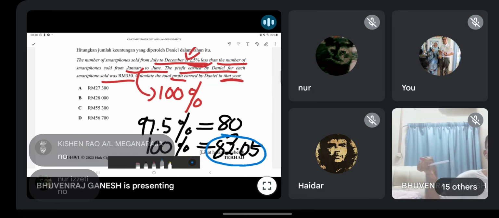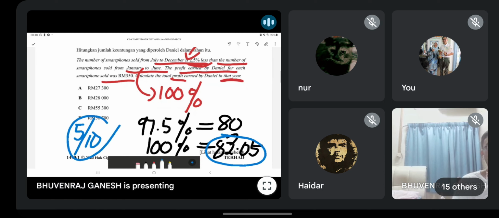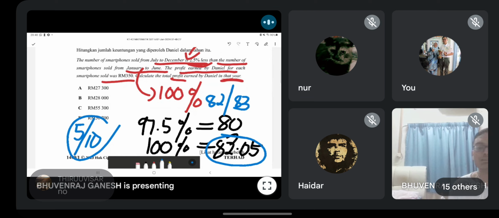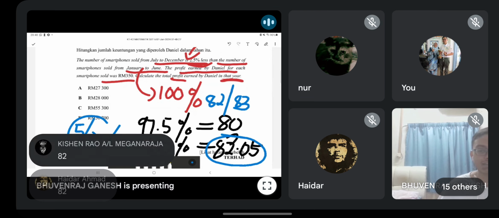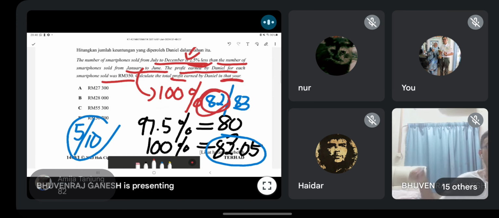Maksudnya 82 telefon kamu ada, lepas tu 5 over 10. Your telefon tak complete lagi, setengah sahaja terhasil. So guys, should I take 82 or 83? Which one? Mana satu saya kena ambil? Careful lah. Hati-hati. Yes, very good. Means you all got logic lah. This one common sense only. Answer 82. Jangan tambah satu lagi because dia tak hasil lagi. Okay, it's not complete yet. So you cannot consider. That's why 82.